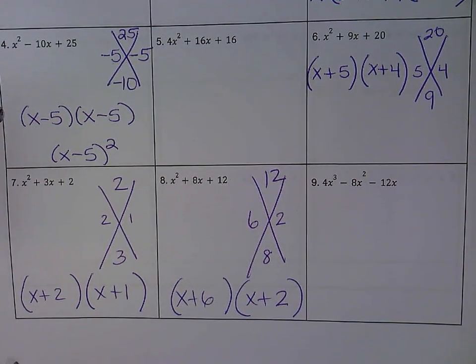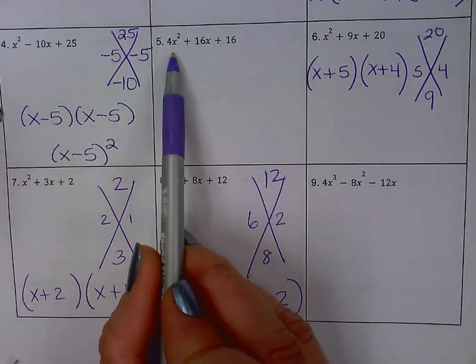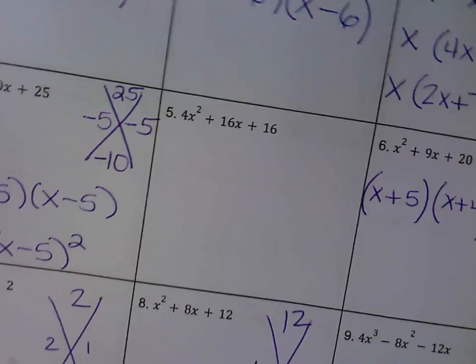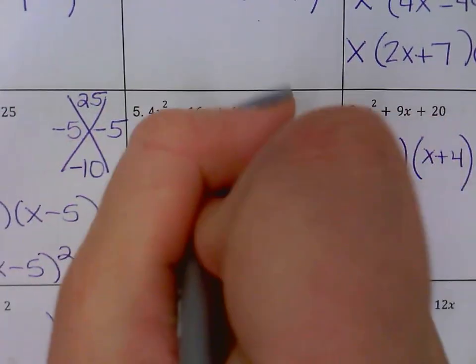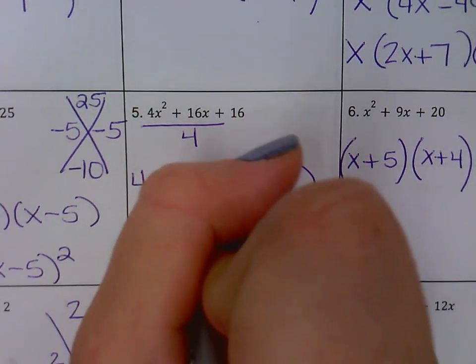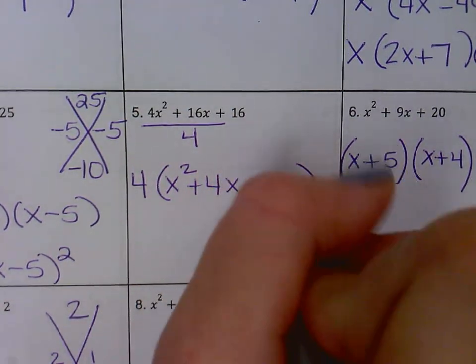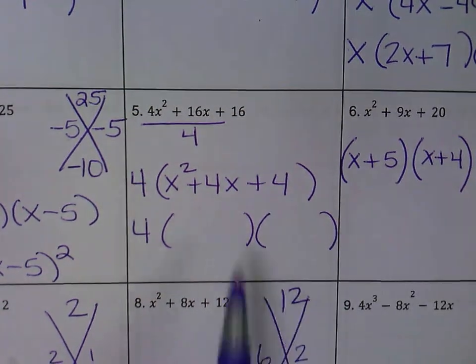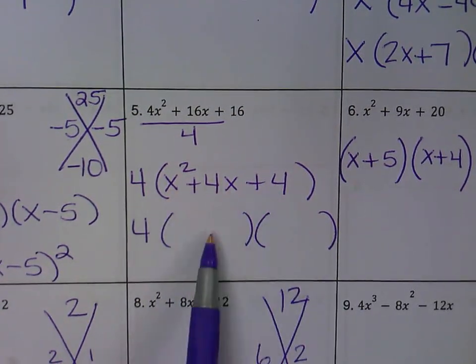Okay, 5 and 9. Those are a little tough, but they have greatest common factor. Now pull it out, it's going to be a diamond again. So what can I divide through by in number 5? I can divide everything by 4. So I'll have a 4 on the outside, x squared plus 4x plus 4. Now you can do the diamond method on just this trinomial at your last 2 parentheses.